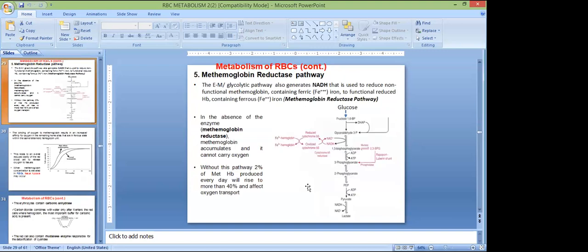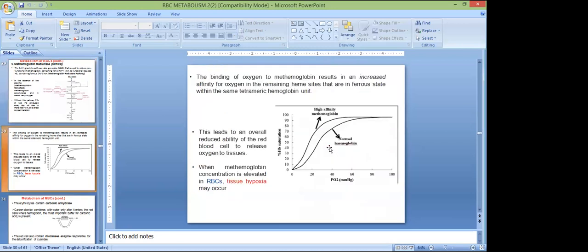So looking at, we already mentioned this methemoglobin reductase pathway. We said it's facilitated by this NADH.